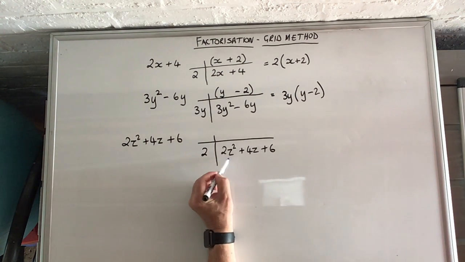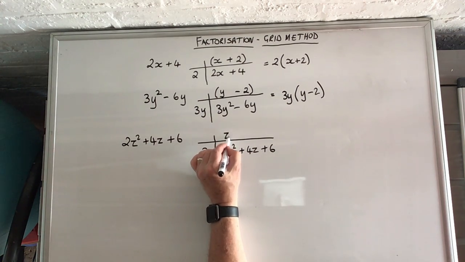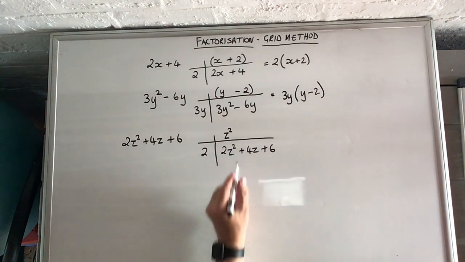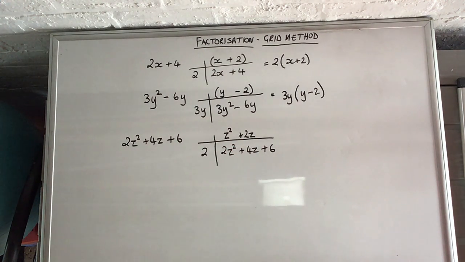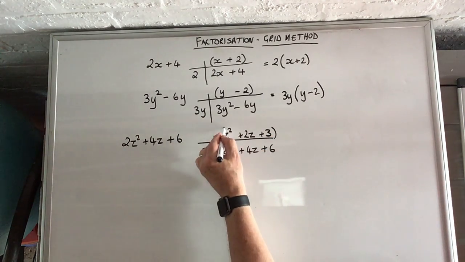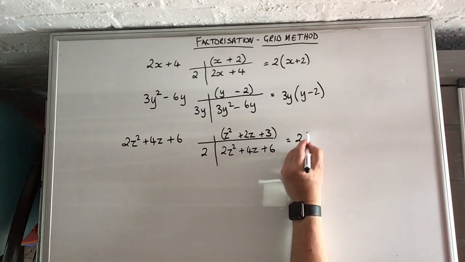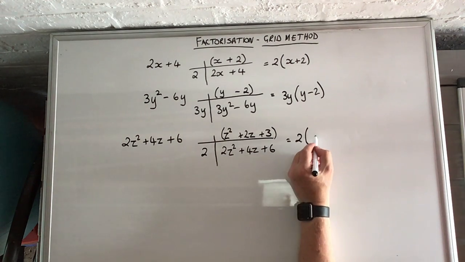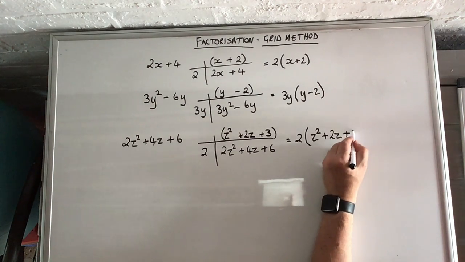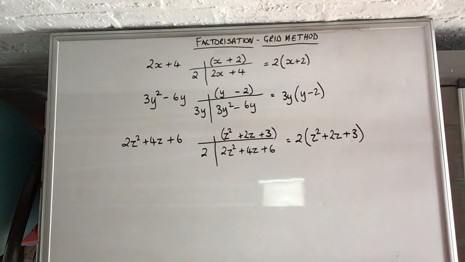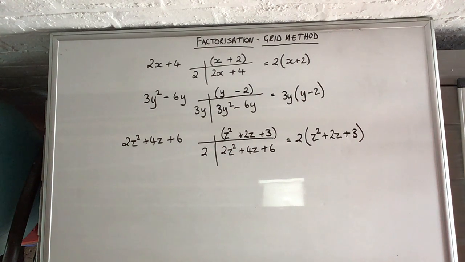2 multiplied by something must give me 2z squared. That's z squared. 2 multiplied by something must give me 4z. That will be 2z. And 2 times something must give me 6. That's 3. Put my bracket in, so don't forget your bracket. So we've changed this into a product of 2 multiplied by this bracket, which has 3 terms in it. And there we go. Okay, that's basically it. That's us finished.